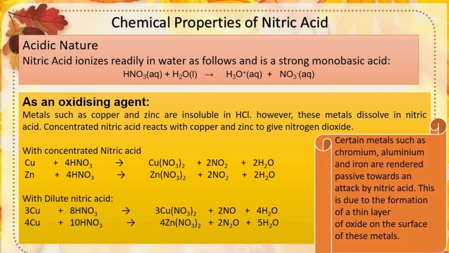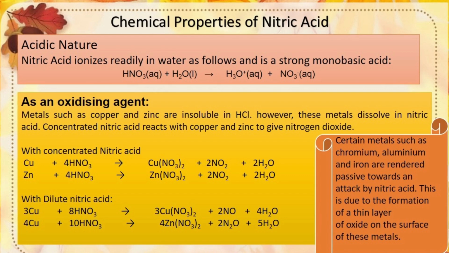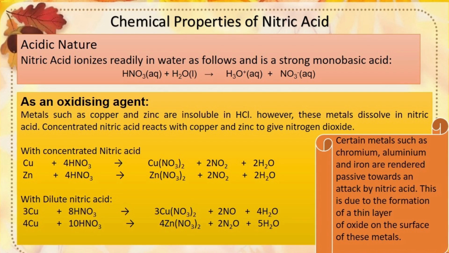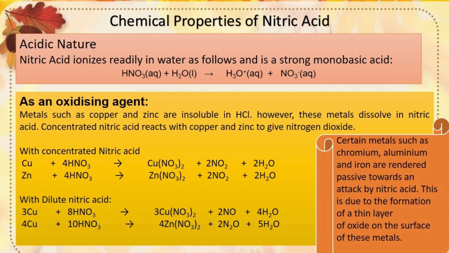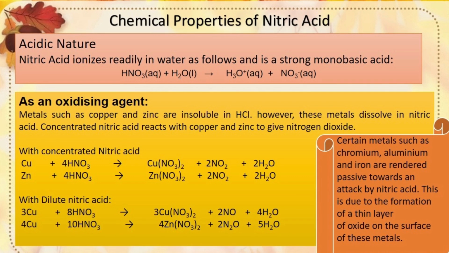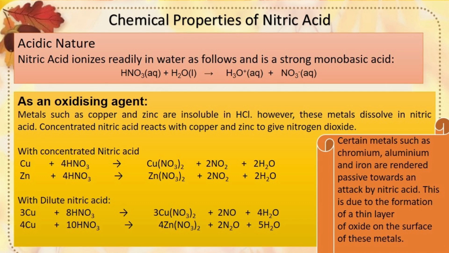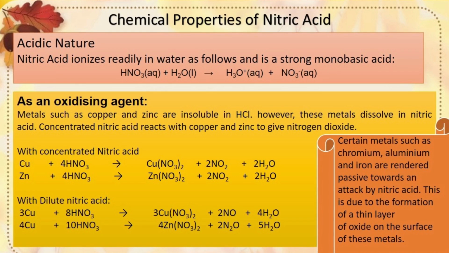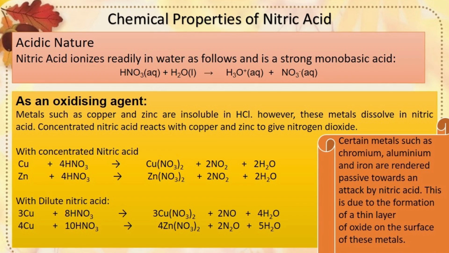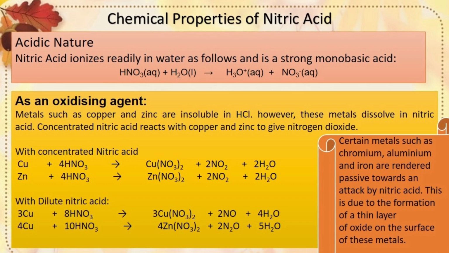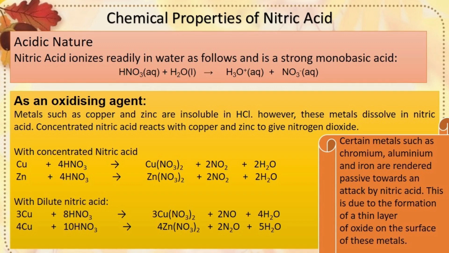From the examination point of view, these equations are very important. You have to memorize the balanced chemical equations. For example, they may ask us to illustrate how copper gives different products with nitric acid. But some metals like aluminium, iron, cobalt, nickel and chromium are rendered passive in concentrated nitric acid due to the formation of an oxide layer on the metal surface, which prevents the nitric acid from reacting with the pure metal.